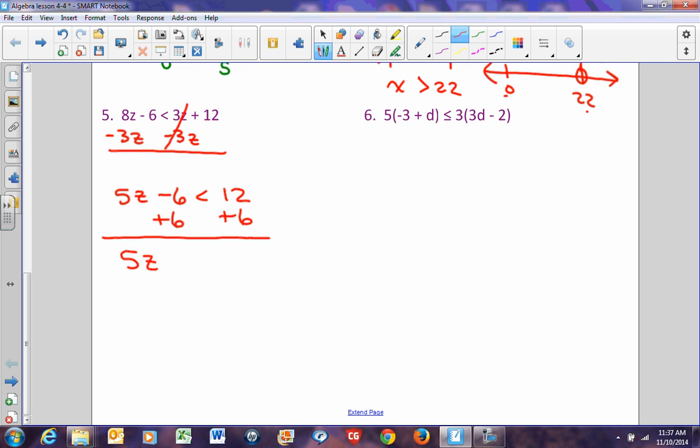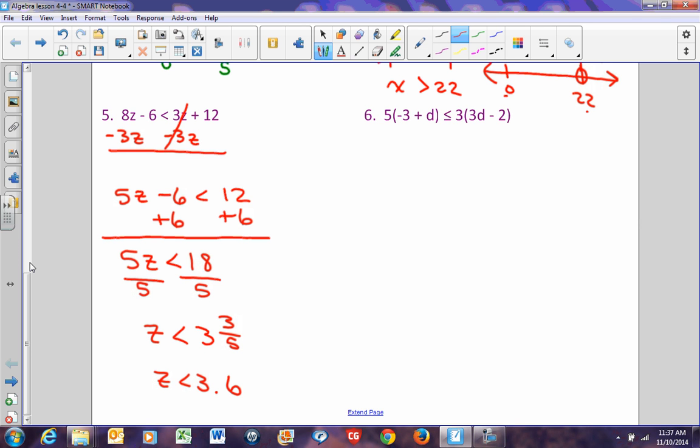And 5z is less than 18, which is not going to be a whole number answer. Divide by 5, divide by 5. Z is going to be less than 18 divided by 5, which is 3. 3 times 5 is 15, and 3/5 left over. Or you could say z is less than 3.6, since 3/5 is 0.6. You could graph this just as easily as you could graph whole numbers. Just make sure that you leave a fractional part to it.